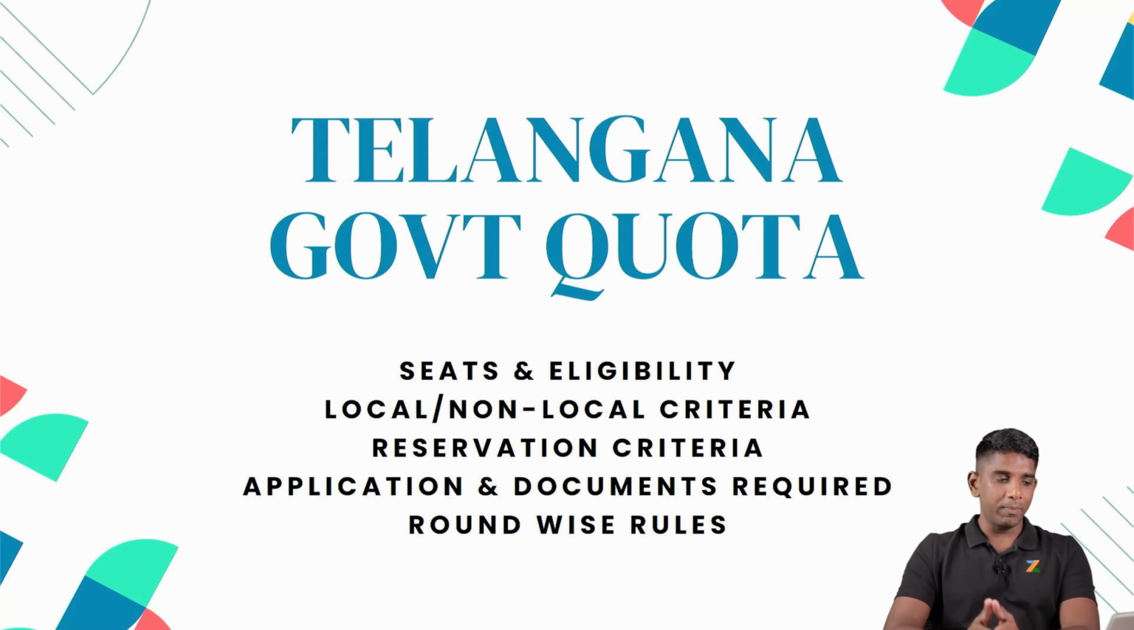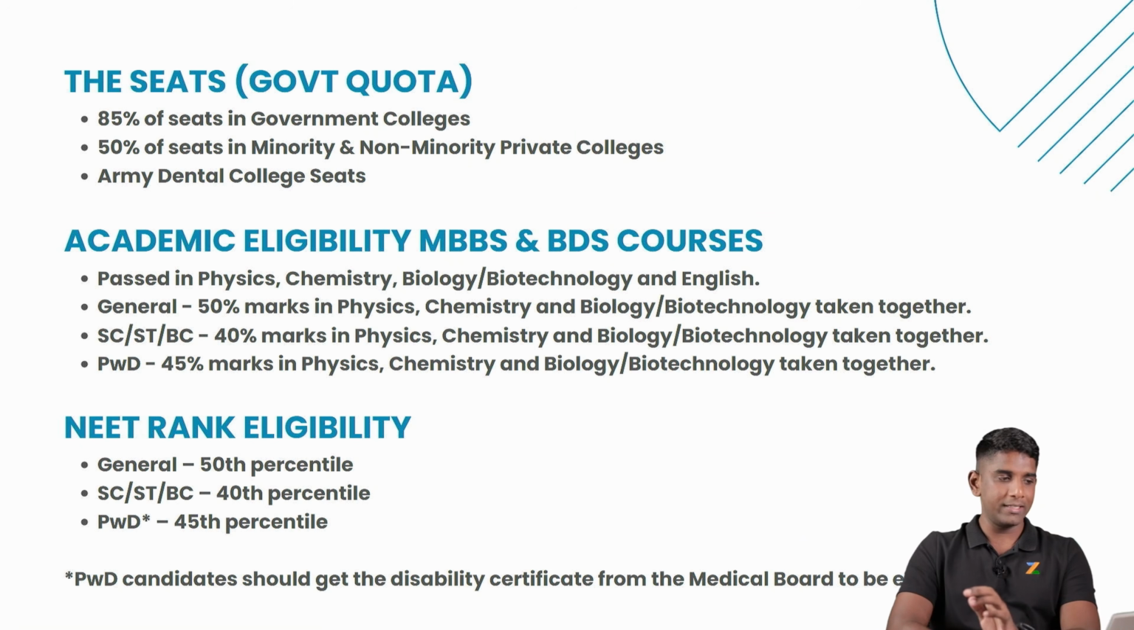So these are the topics that we are going to see today. We're going to look at seats and eligibility, local, non-local criteria, reservation criteria, application documents required, and also the round-wise rules. So let's get started. So the first is the seats that come under government quota. The first set of seats is the 85% of seats of the government colleges. Next is the 50% of seats in minority and non-minority private colleges. Then Army Dental College seats are also included under government quota.